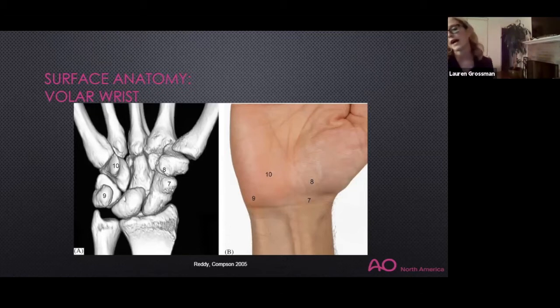8 is the volar aspect of your trapezium, where you might have patients complain of pain near that area, which is where you're considering basal joint arthritis. And just slightly proximal is your scaphoid tubercle. Of note, a little more proximal to that, you can see the tendon markings, are your FCU and your palmaris.